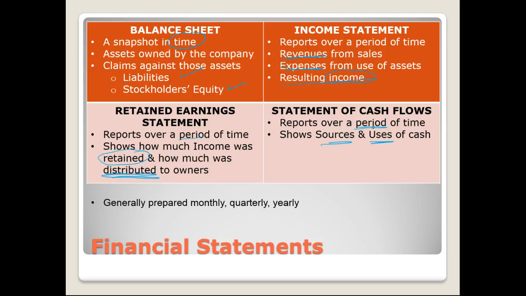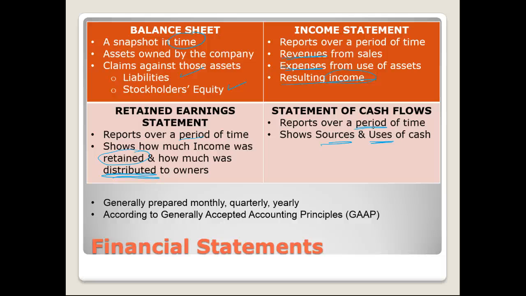Now, these statements are generally prepared monthly, quarterly, or yearly, and they are prepared according to what we call GAAP. And this is not the GAAP, where you get clothing. It is GAAP, meaning Generally Accepted Accounting Principles. And these are the rules and the principles that govern how accounting works in the United States.